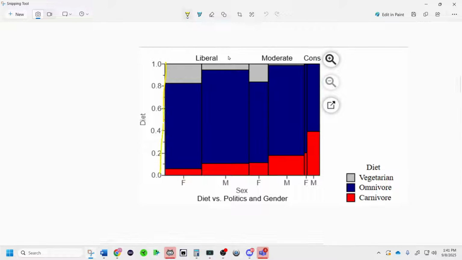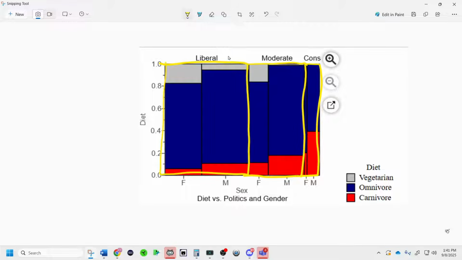So we'd have a mosaic plot here for the liberals. And then we'd have a mosaic plot here for the moderates. And you'd have a mosaic plot here for the conservatives. Okay. What do you notice about men? Men are always a little bit more likely to be what? I'm highlighting it with the green right here. No matter what the group is, men are a little bit more likely to be what?